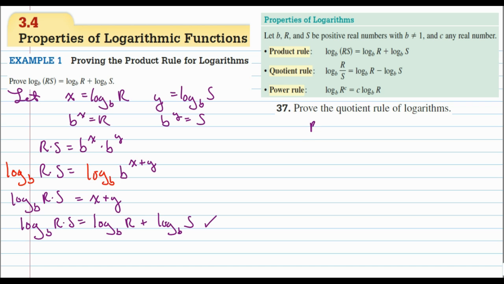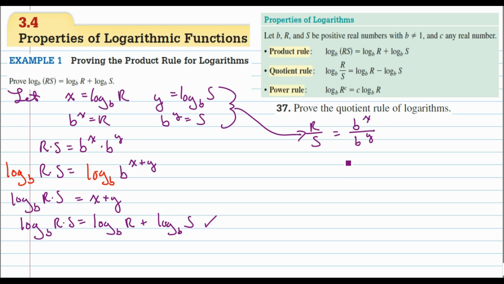So I'm going to use these same x and y expressions, and I'm going to take r divided by s after they've been converted to exponential form. I would get r is b to the x and s is b to the y. So I'm using the same setup over here for this property as well. They're on the same page, so I don't have to restate them.